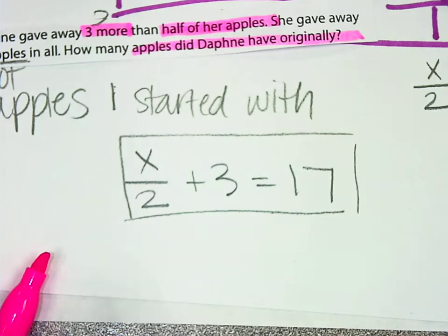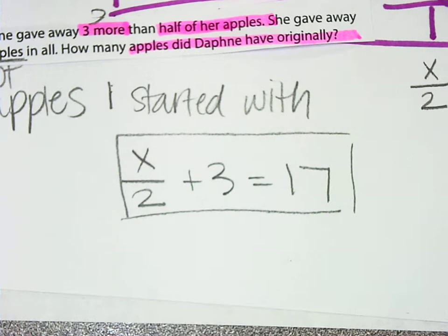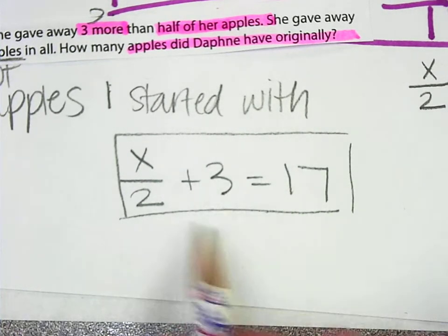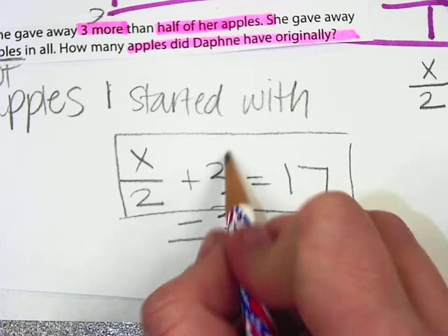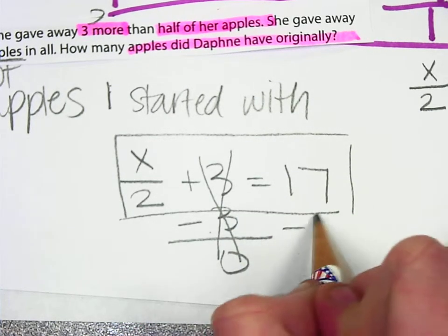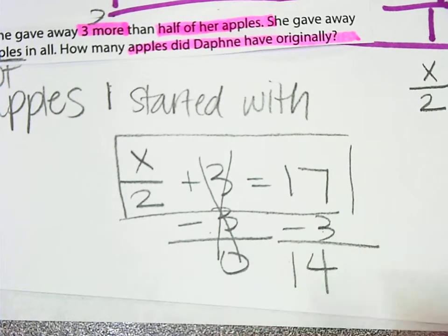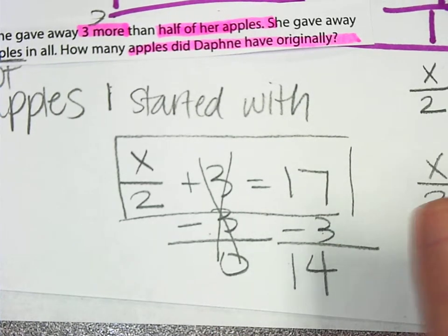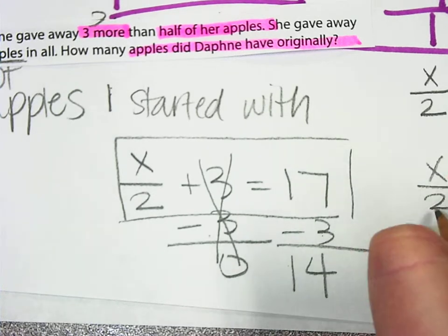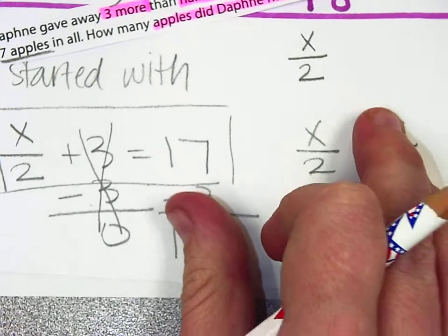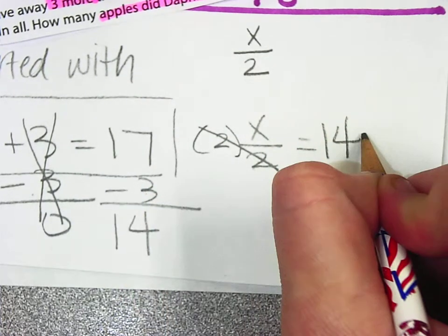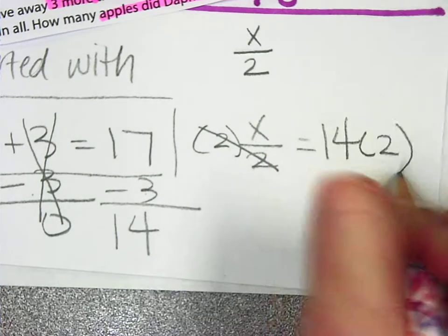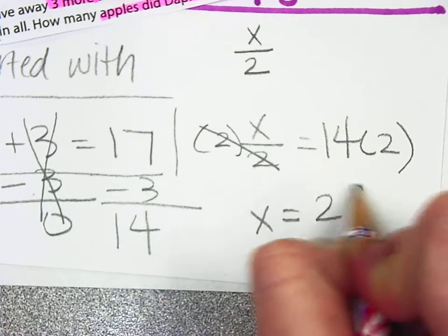So now we're going to go ahead and solve it, just like we did before. I'm going to do my addition and subtraction first. This is positive 3, so I'm going to subtract 3, which is 0. Since I subtracted 3 over here, I also have to subtract 3 over here, which is 14. So now I have X over 2 equals 14. And if I want to get X by itself, I've got to multiply times 2. So how many apples did I start with? 28.